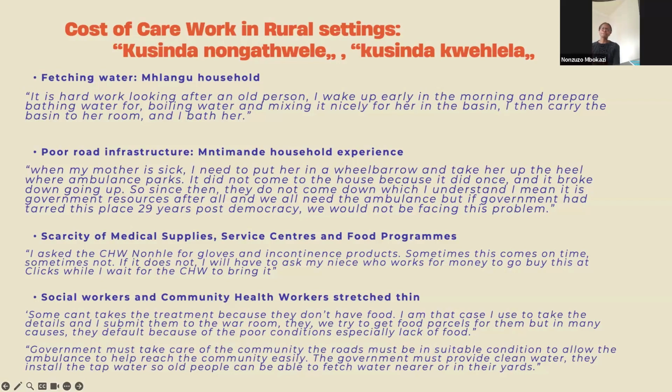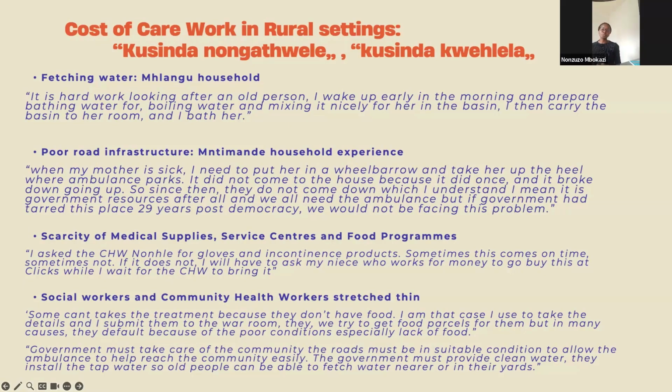So just to speak about fetching water, the Mhlangu household is one of our households, and in this household, the caregiver was looking after her mother, who was 90 years old. Her mother had lost mobility and had lost her bowel control, and she spoke about the importance of having access to water in order to keep the place that her mother was staying in sanitary, and ensuring that her mother was clean and well looked after. She also spoke about the fact that when family members or neighbors came to visit, she would be the person looked at as not looking after her mother adequately if she did not prioritize this.